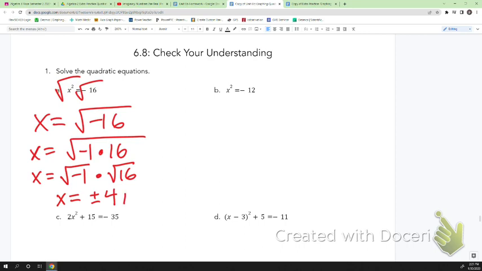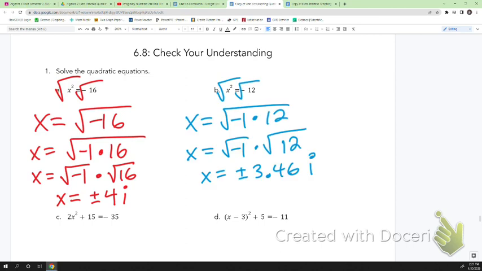I think we can do it on your calculator. Is that right? Sure. 3.464101. Mathematically, we're not allowed to do that. Wait, so i is the square root of negative 1? How's that even possible?